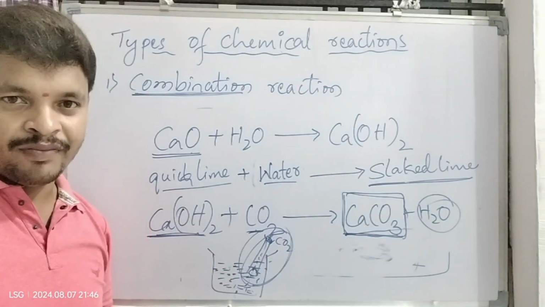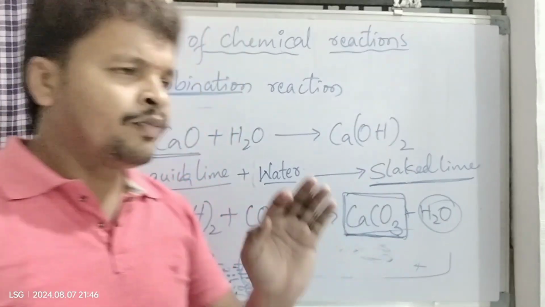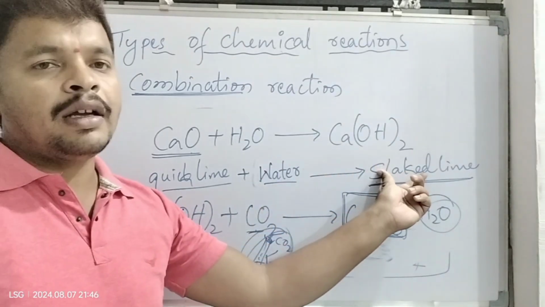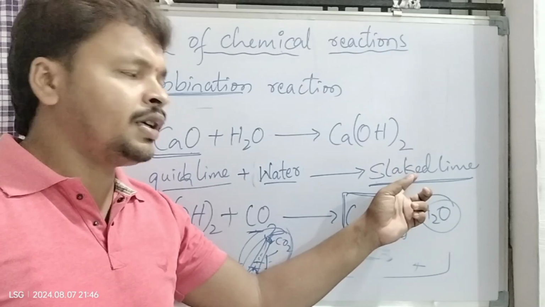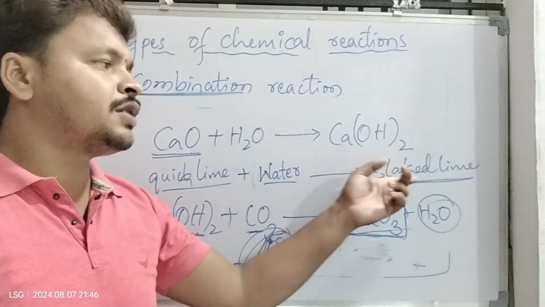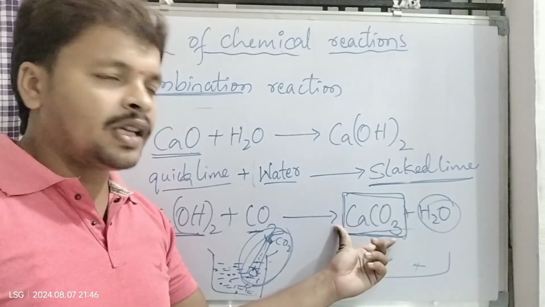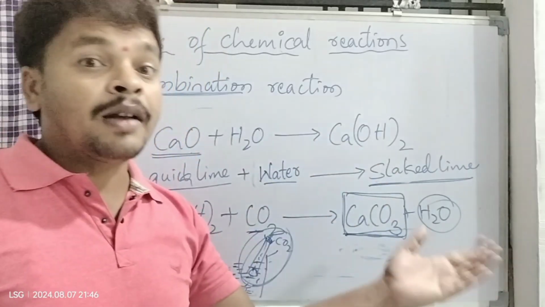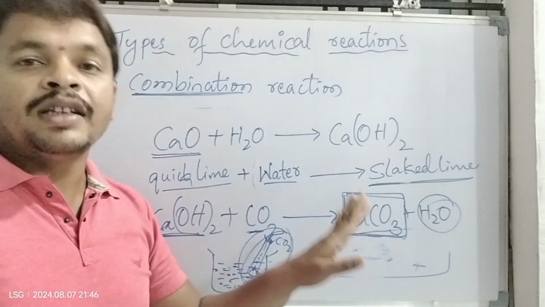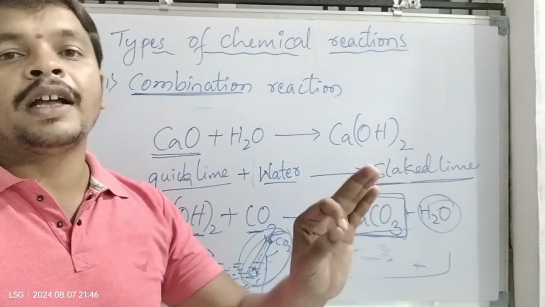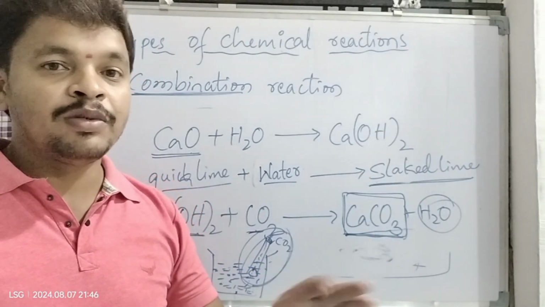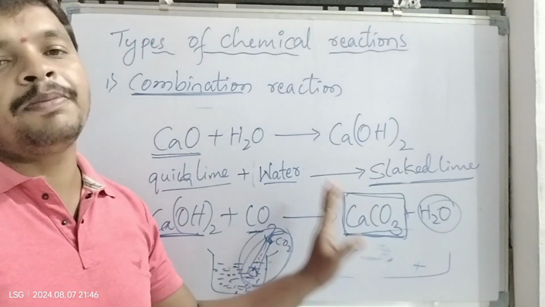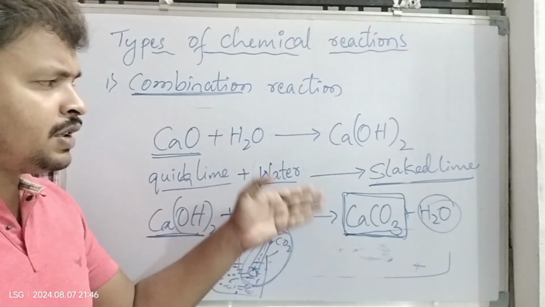and the milkiness disappears. A question can be asked. What happens when carbon dioxide is added to calcium hydroxide or slaked lime? It forms calcium carbonate, and milkiness appears. If you blow excess carbon dioxide, what happens? The milkiness disappears due to the formation of calcium bicarbonate, Ca(HCO3)2, we say. Calcium bicarbonate will be formed, which makes the milkiness disappear. So this is an applied question.